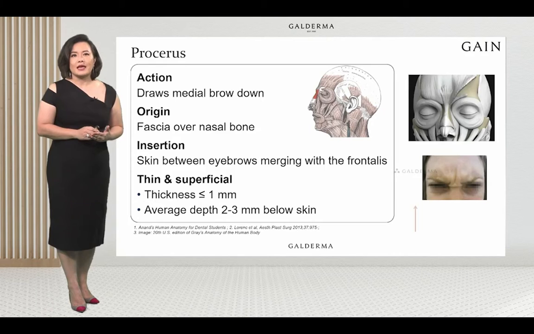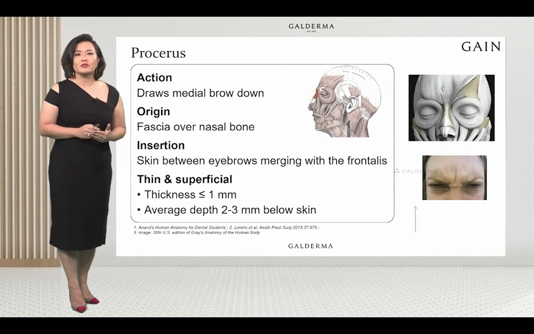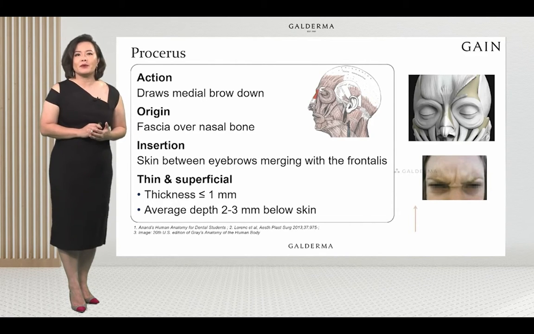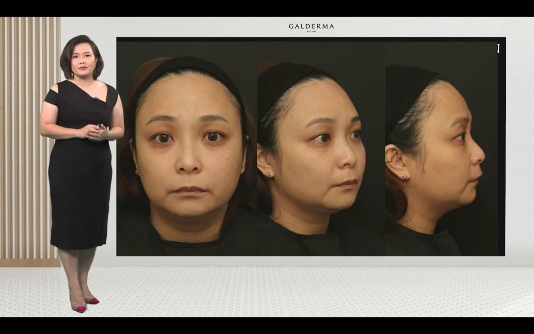Next, in this area, we also have the procerus muscle, which draws the medial eyebrow down. Its origin is in the fascia over the nasal bone, and the insertion is in the skin between the eyebrows, merging with the frontalis. The procerus is a thin muscle that's only 1 mm thick, and on average it's 2 to 3 millimeters below the skin.